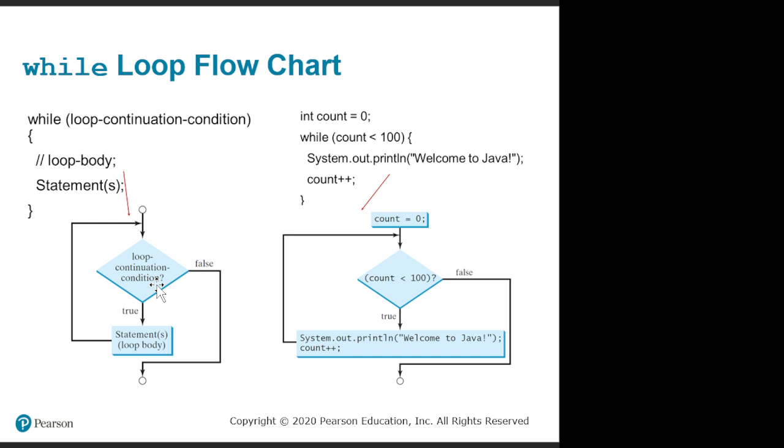So specifically, in this counting program, count equals 0, it checks if count is less than 100. As soon as count equals 100 or anything larger, it's false, and it leaves. But because we come in with count equals 0, that's true. It prints welcome to Java. We increase count by 1. It comes back up to here, and it's time to compare count to 100 again.